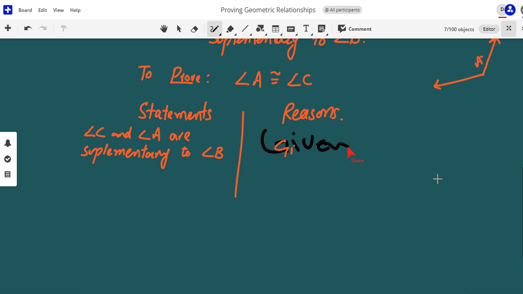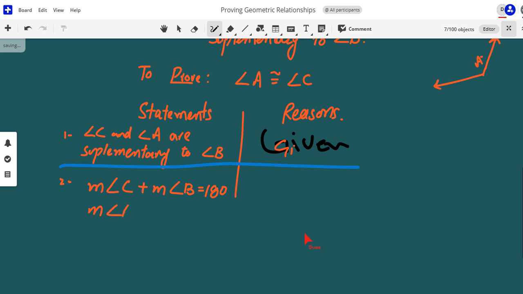Okay. Now that means angle C plus angle B add up to 180 degrees, right? But we have to write the measures of them. That means the measure of angle C plus the measure of angle B is equal to 180. And similarly we can write the measure of angle A plus the measure of angle B adds up to 180.